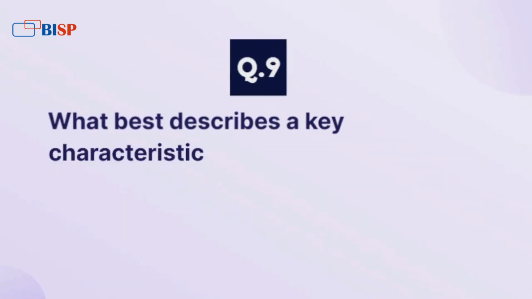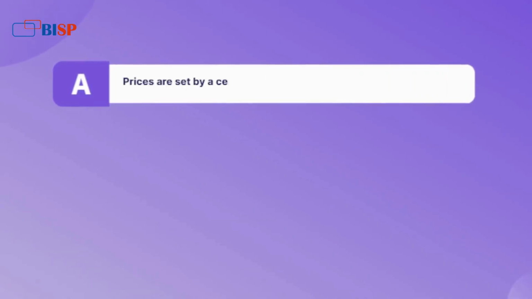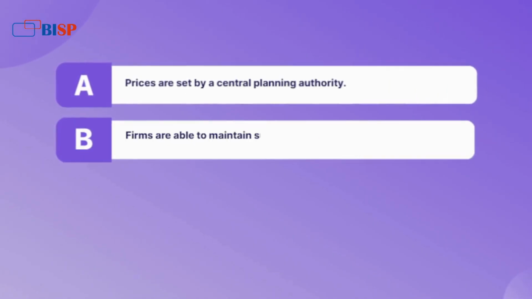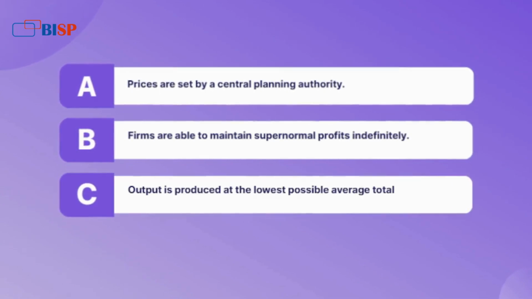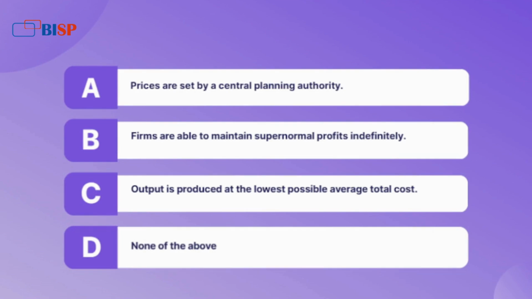What best describes a key characteristic of market efficiency? A. Prices are set by a central planning authority. B. Firms are able to maintain supernormal profits indefinitely. C. Output is produced at the lowest possible average total cost. D. None of the above.